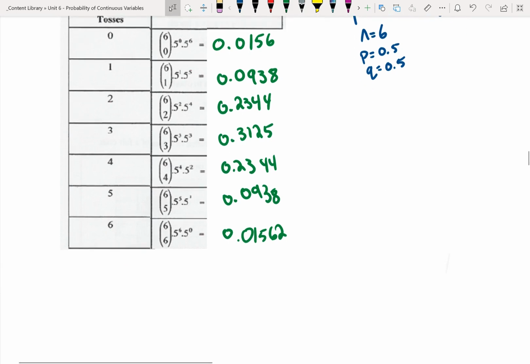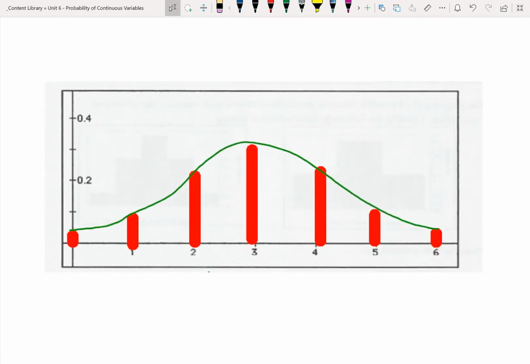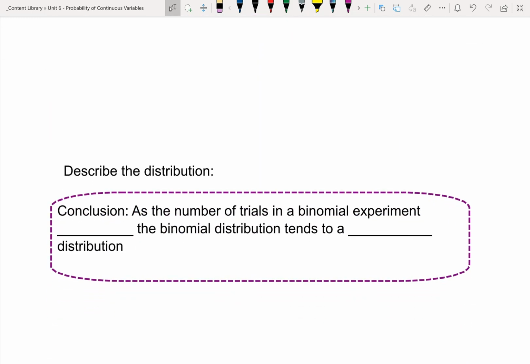When I then graph them, what I should get is something that looks similar to this. So the probability of getting 0, 1, 2, 3, 4, 5, and 6 heads on 6 tosses. And what we can see here is this clearly forms now a more normal distribution, with the mean or median being in the middle with a few outliers on either end. So if I want to describe the distribution, I could describe it as a normal distribution.